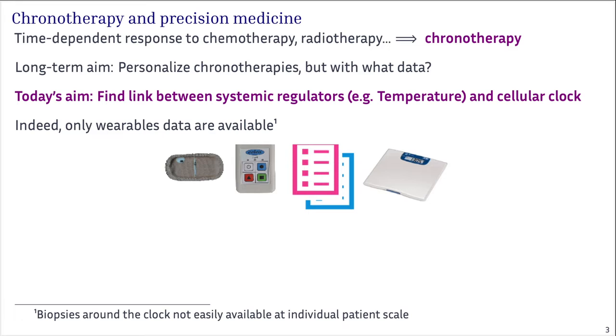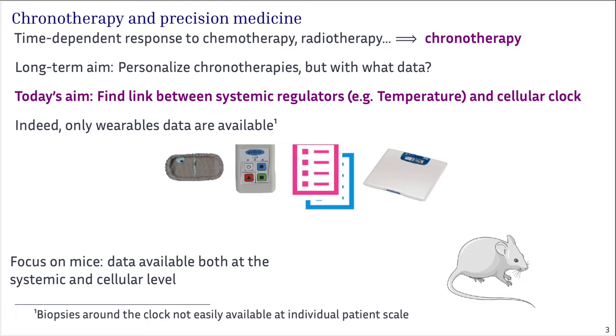And to investigate these links, we will focus on mice, which is an organism on which we have data at the systemic level and at the cellular level. Let's have a look at those data.